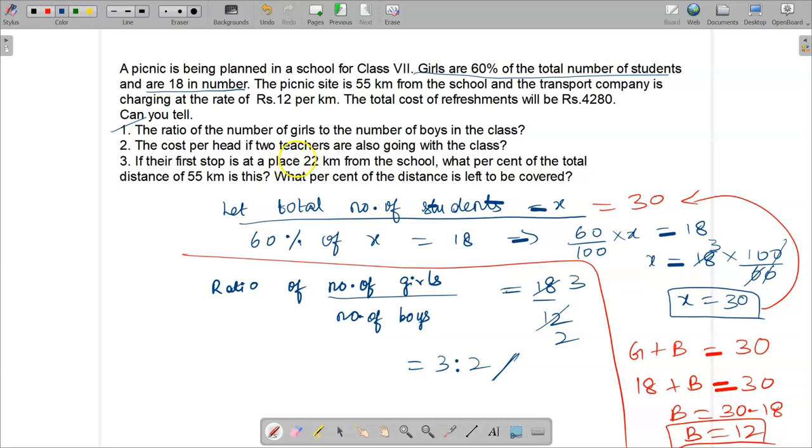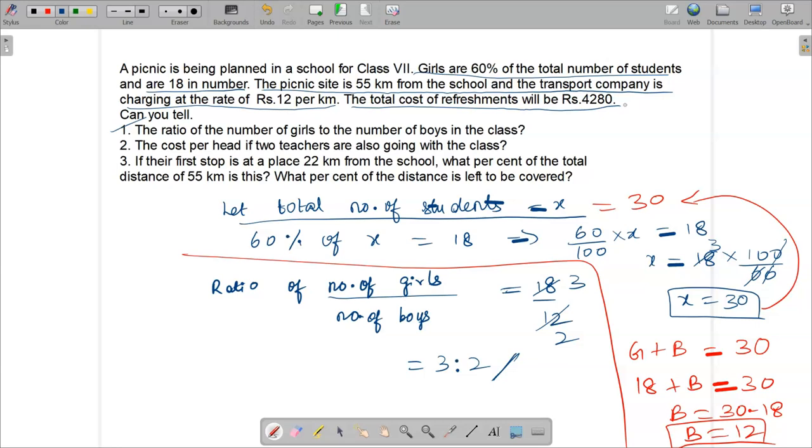The cost per head if two teachers are also going with the class. For the second question, they have given that the picnic site is 55 km from the school and the transport company is charging at the rate of rupees 12 per kilometer. The total cost of refreshment will be rupees 4,280. So they are asking the cost per head. How many students? Now we have determined that it is 30 students. Plus 2 teachers are also going. So totally 32 members are going for the picnic.